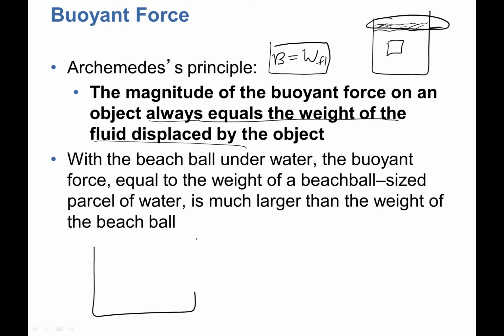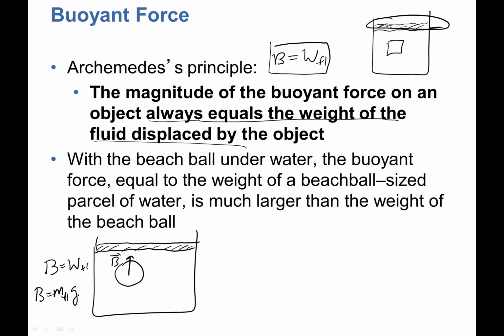When you have a container with some water, and you put the beach ball in, immersed fully, it displaces some water. We collect that water and find its weight, and then we can say that the buoyant force acting on this beach ball is equal to the weight of that displaced fluid. That means it's equal to the mass of that fluid, only the part that is displaced, times g.